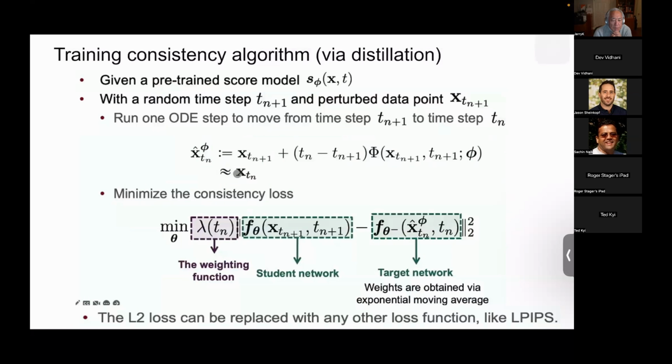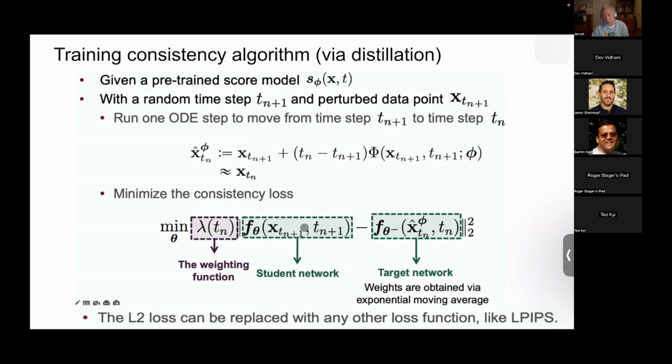So you get that, and then you have an ODE solver from your pre-trained diffusion model that can get you the xtn plus 1 or the noise for that, and then you add that to xtn plus 1 to get your xtn. Or in this case, you get xtn bar using phi, which is your ODE solver, which in theory should be very close to your xtn. And now that you have that, your objective is slightly different from the L2 loss that you saw in the previous slide.